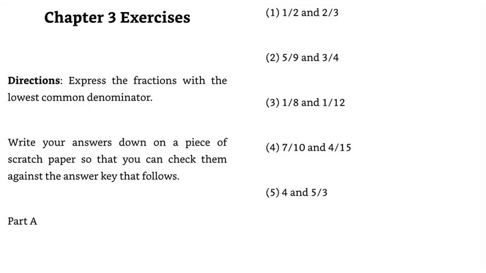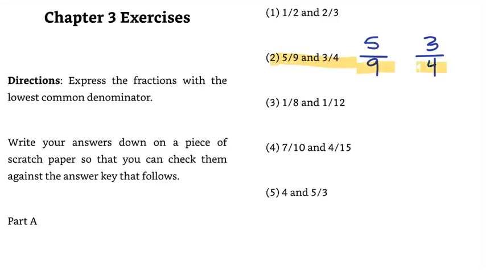I'm going to start with number 2, and I'm going to rewrite the problem. So we have 5 over 9 and we have 3 over 4. And we want to find a common denominator. So we are focusing on the 9 and the 4.